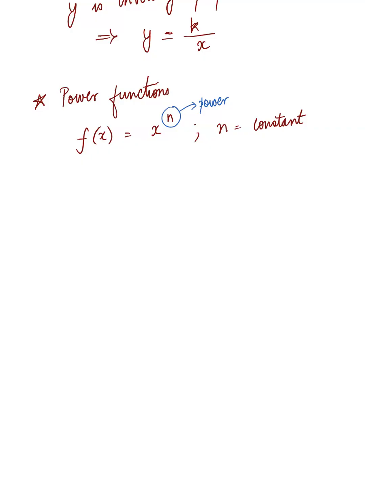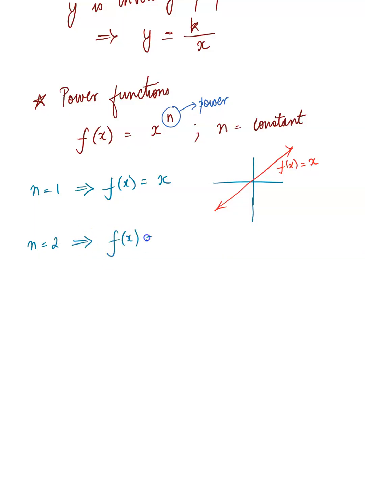So then, when n is 1, your f of x is x itself, and your graph would be f of x equals x. When n equals 2, your f of x is x squared, because your n is now 2, and you know that your graph for that would be very familiar. F of x equals x squared.